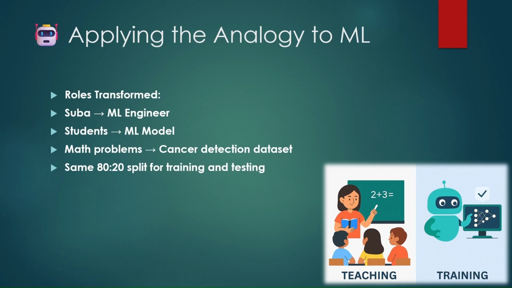Training set of 80% used to teach the model how to identify patterns related to cancer. Testing set of 20% used to evaluate the model's performance on unseen data. This evaluation helps determine whether the model is truly learning patterns or just memorizing the training data.